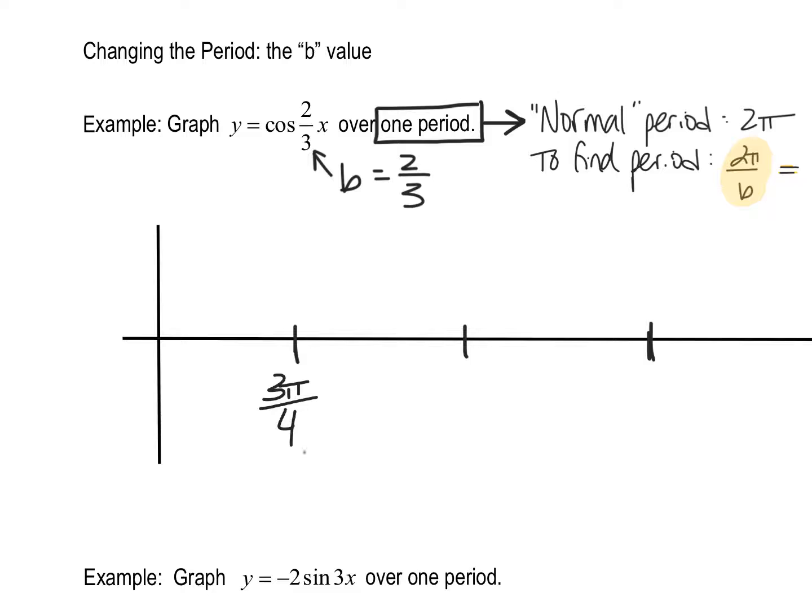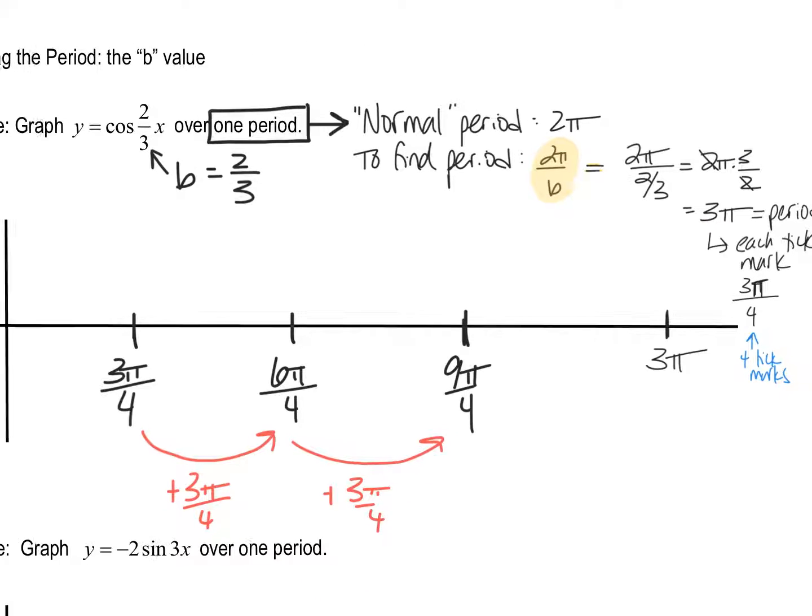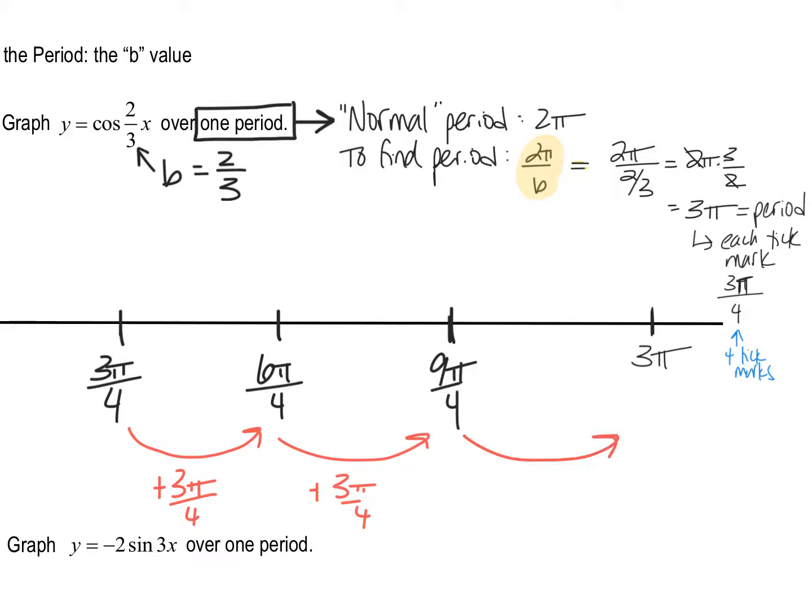And then if I add 3 pi over 4 each time, that's why I divided by 4 there, because I have 4 tick marks, that's going to give me 6 pi over 4. Yes, that reduces. I'll do it in a second. I'm going to add 3 pi over 4 again. And I'm going to continue my way all the way down. 3 pi over 4 plus 6 pi over 4 is 9 pi over 4. And then again, one more time, if I add 3 pi over 4 there, I actually get 12 pi over 4, which reduced to 3 pi.